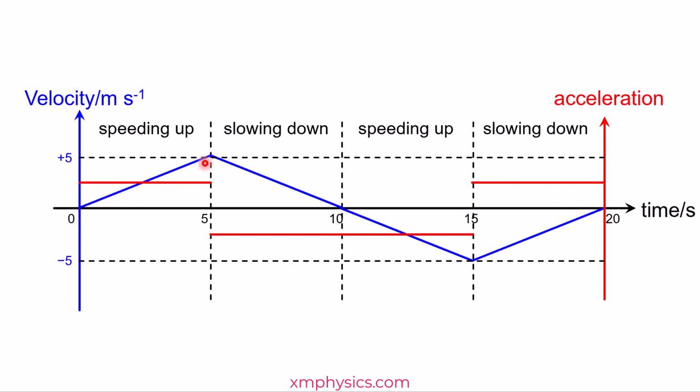So now let's talk about the accelerations. So during this part, the acceleration is actually positive 1 meter per second square and you are speeding up. During this part, your acceleration is negative 1 meter per second square and you are slowing down. What about this part here? The acceleration is actually negative 1 meter per second square, but you're speeding up.